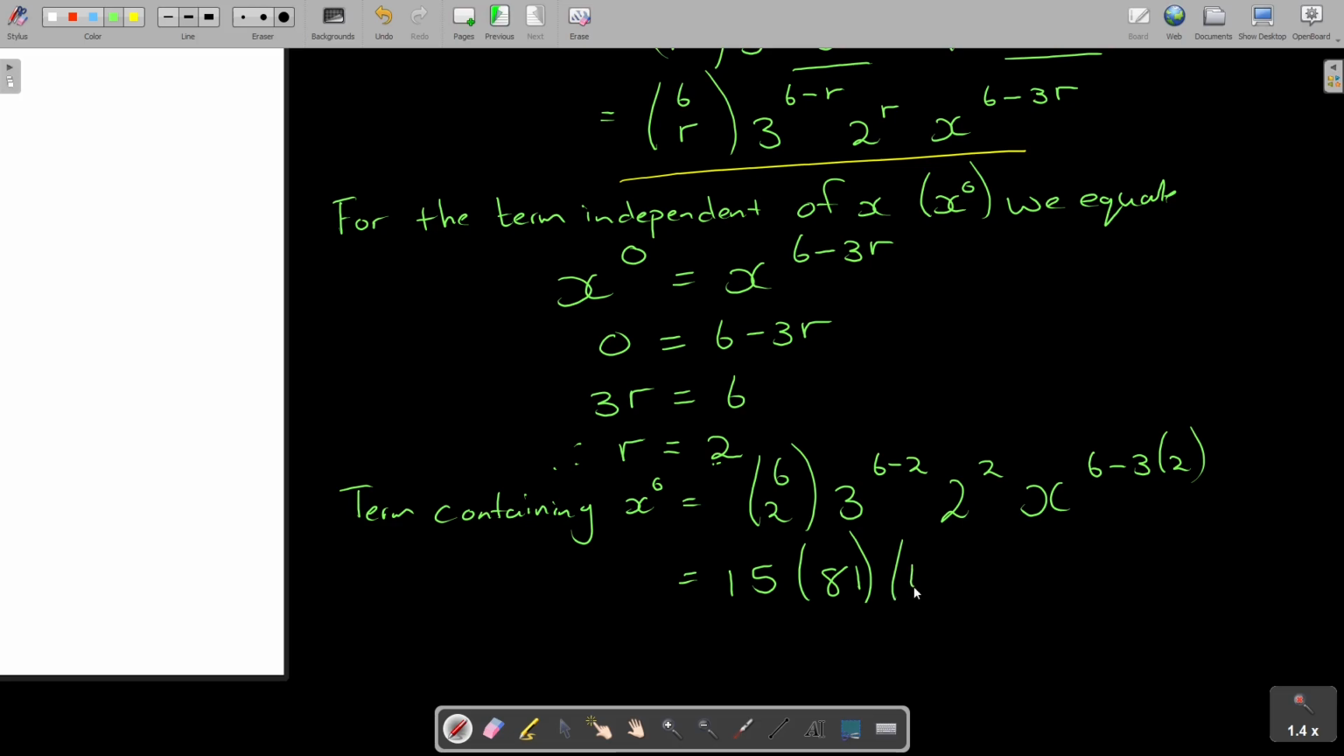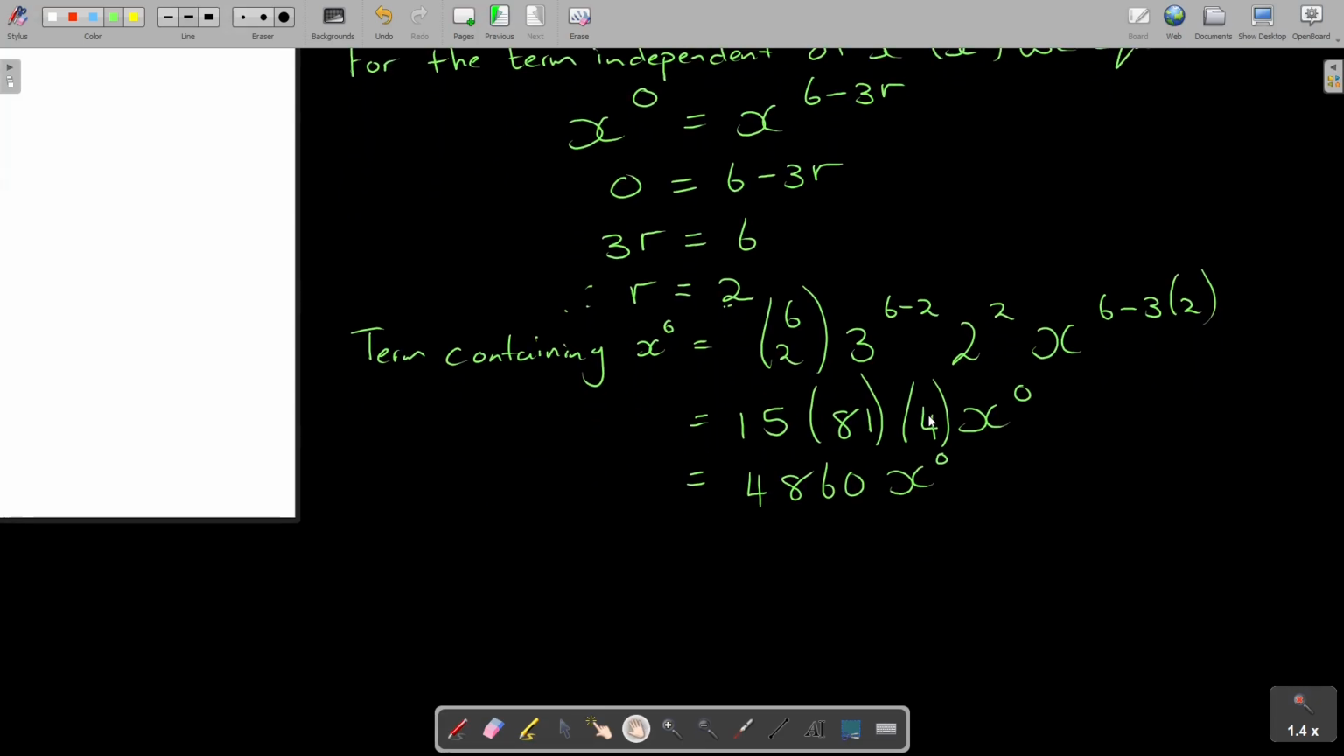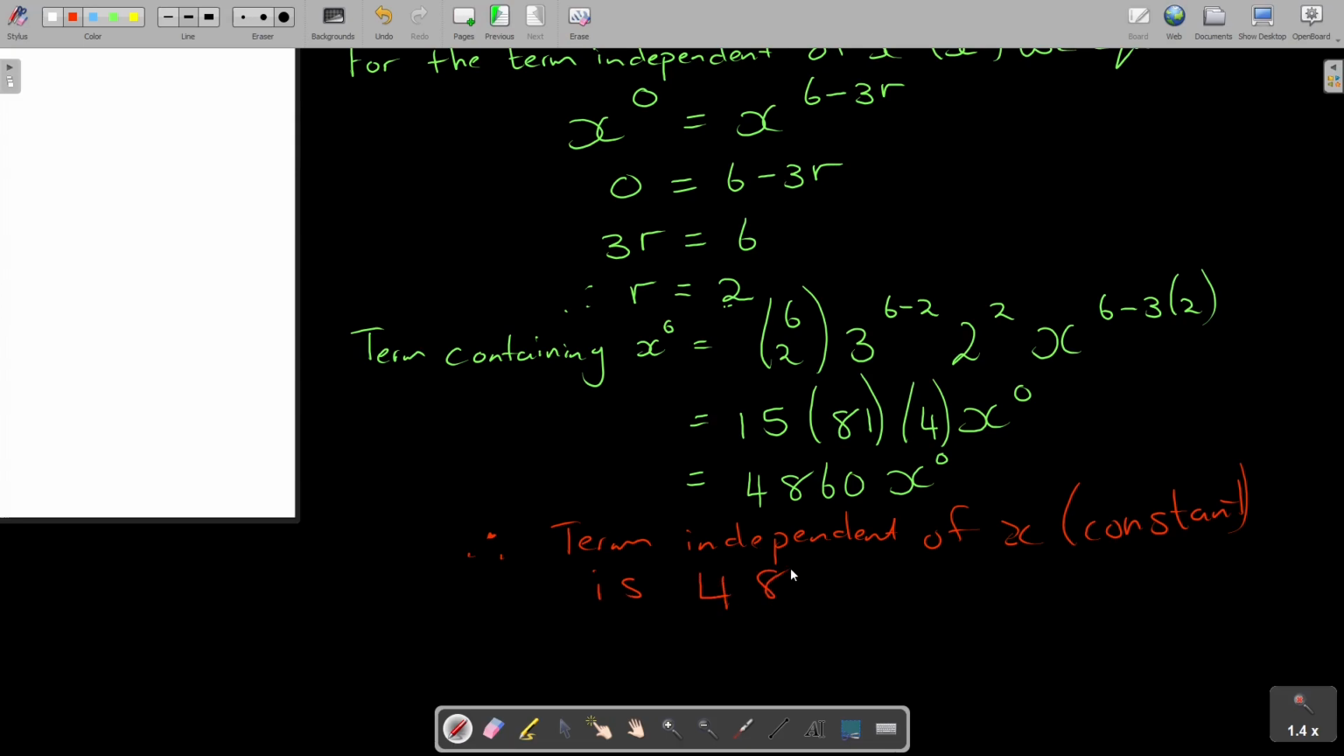And then it's going to be 4, and then it's going to be x to the power of 0. If I multiply, it's going to be 4860 x to the power of 0. So I'm ending by saying the independent term, independent of x, or the constant term, is 4860. That's going to be your constant.